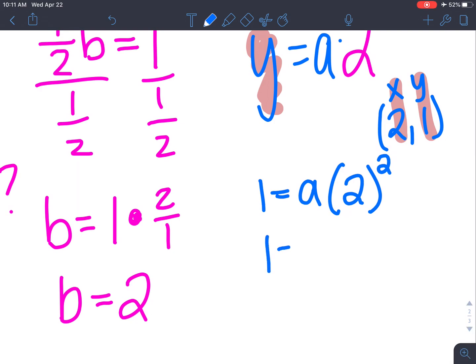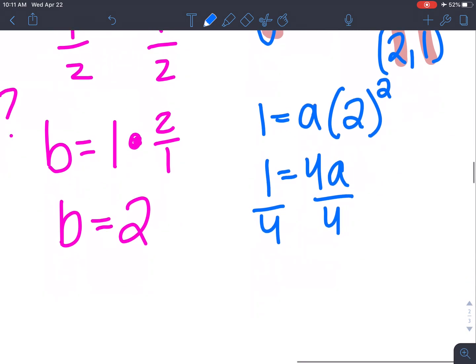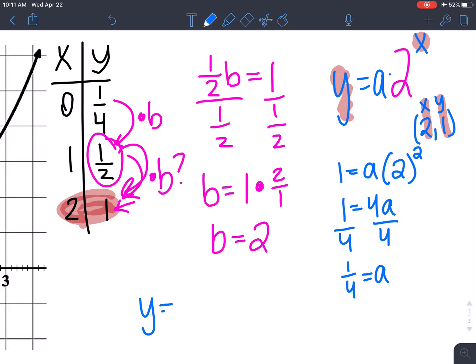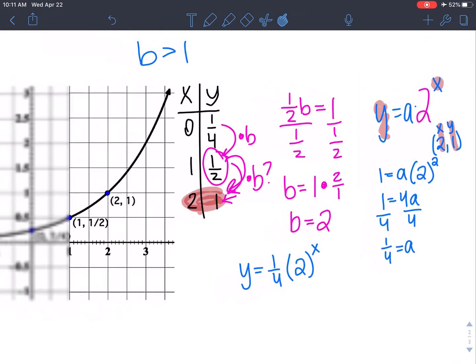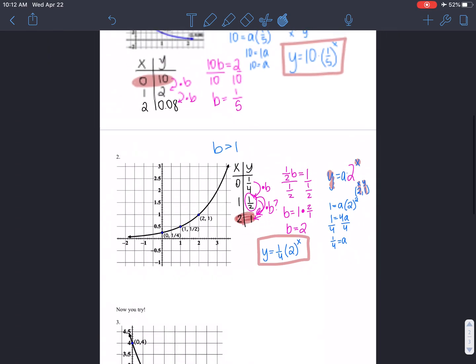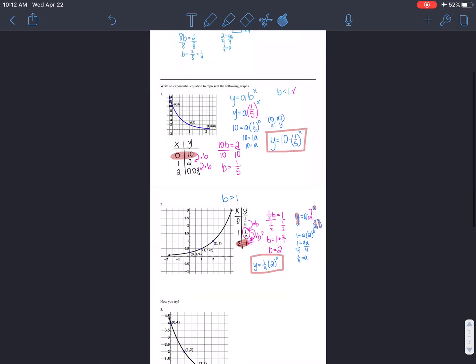Okay, exponents first, so 2 squared is 4. And then I'm going to divide both sides by 4. So a equals 1/4, which means my function was shrunk by 1/4. We want to be careful not thinking that that a value tells us anything about growth or decay. It doesn't. That's our base, which is a number being raised to an exponent. That 1/4 is just a stretch, shrink, or reflection. Okay. And then you could try the last one.